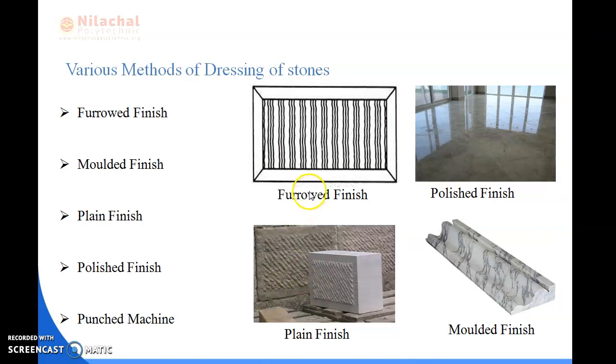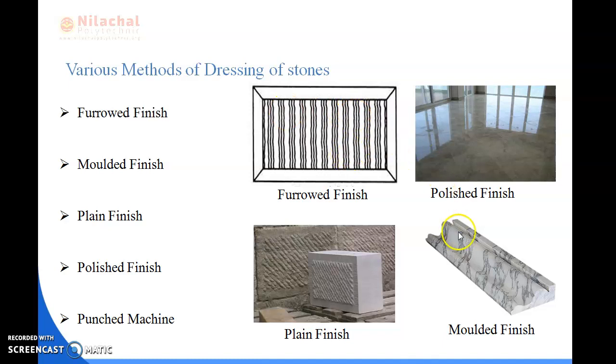Next is furrowed finish. Here you can see the diagram. In this type of finish, a margin of about 20 millimeter is left, as shown with the cursor. Here is a gap of 20 millimeter width in all the edges of the stone.